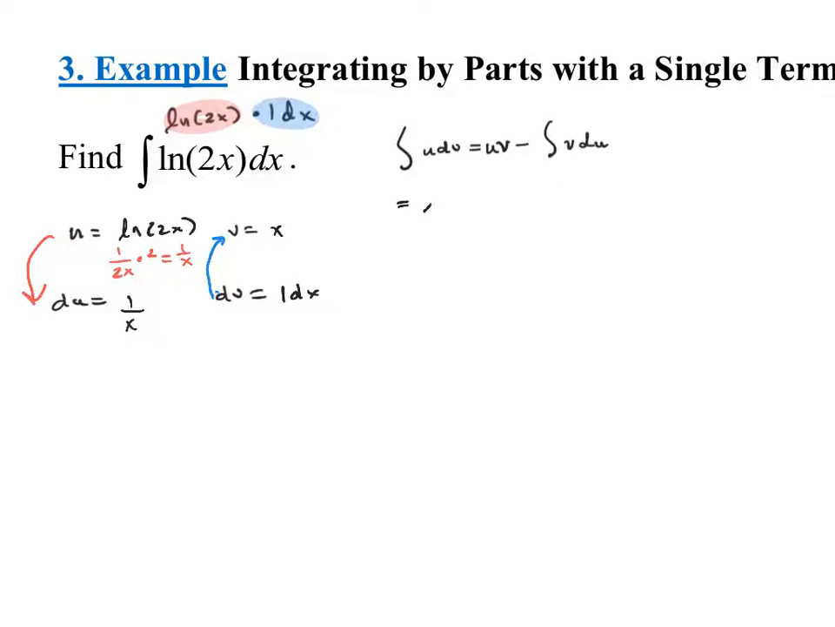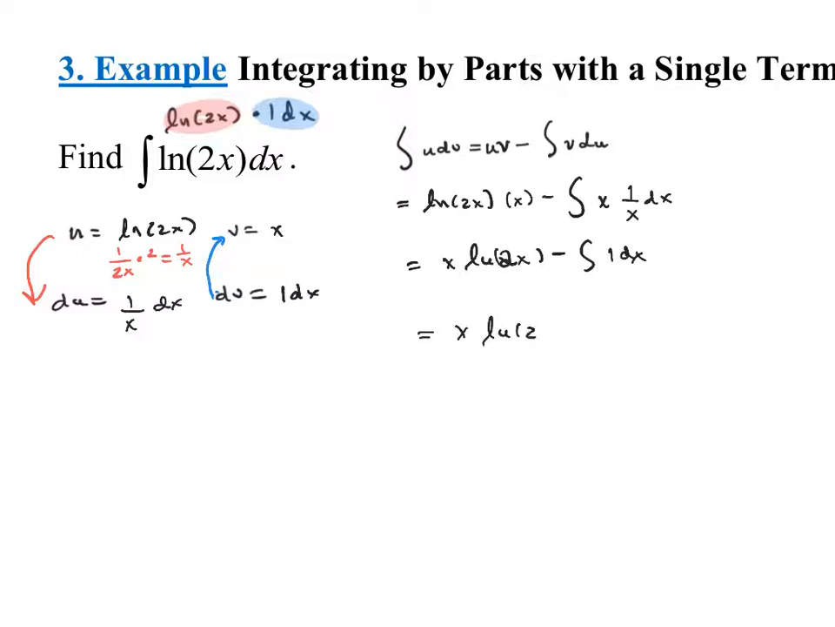So u is the natural log of 2x, v is x, minus the integral of v, again that's x, du is 1 over x, and then don't forget we always need dx on those derivatives. Okay, so it seems to me that we have x times the natural log of 2x minus the integral of, well, x times 1 over x, isn't that just 1? dx. So this is x natural log of 2x.